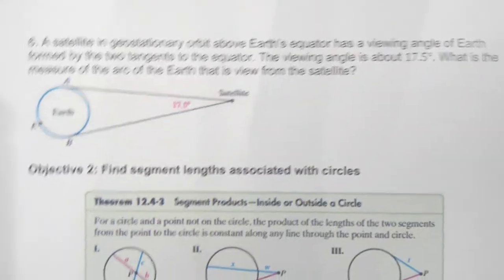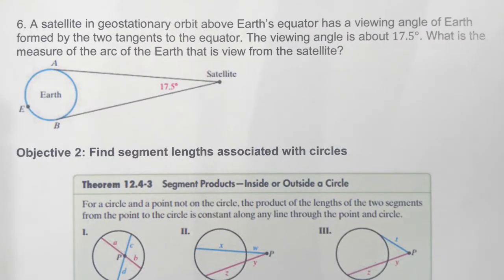Pretty simple stuff, right? All right, here is a scenario. A satellite in geostationary orbit above Earth's equator has a viewing angle of Earth formed by the two tangents to the equator. The viewing angle is about 17.5 degrees of the Earth. What is the measure of the arc of the Earth that is in view from the satellite?